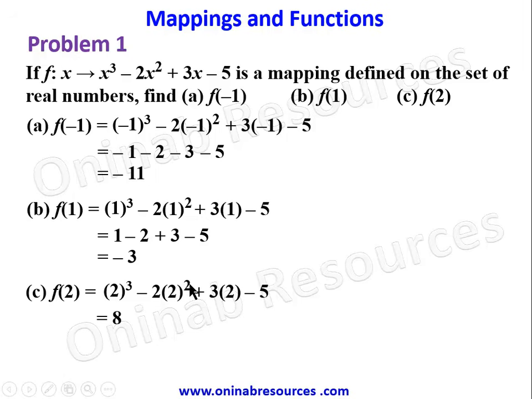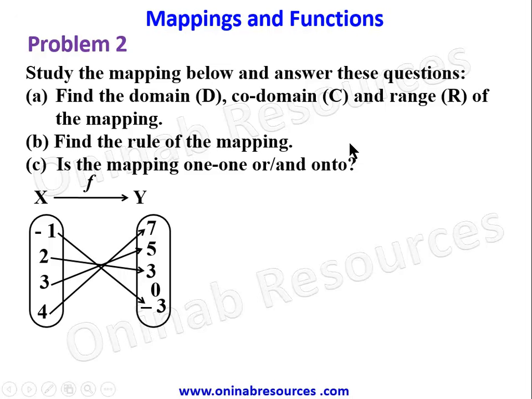2 squared is 4, times 2 gives 8. And 2 times 3 gives 6, minus 5. 8 minus 8 gives 0, and 6 minus 5 gives 1. So f of 2 is equal to 1. Then we are done with problem 1. We go to problem 2.